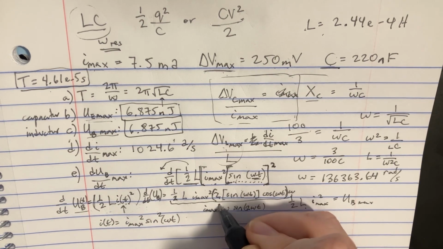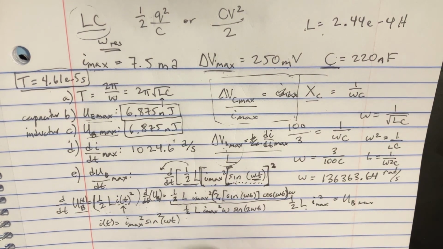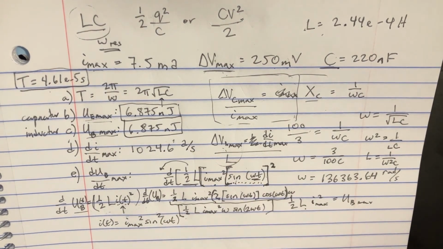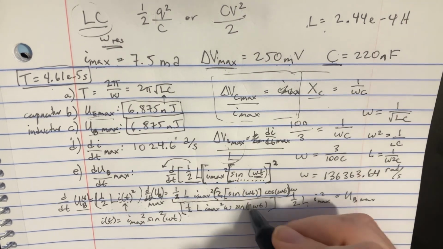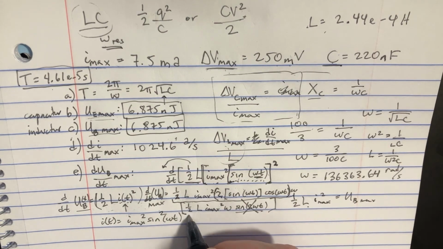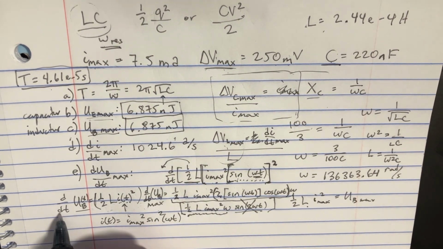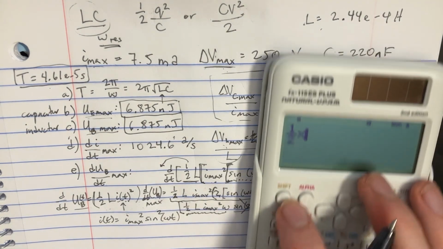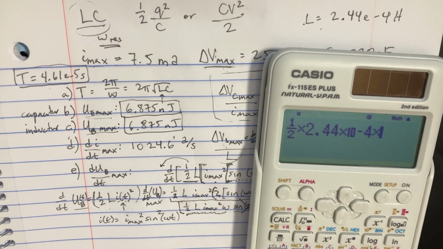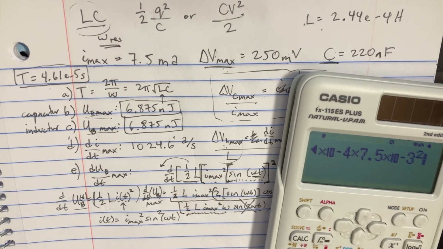And then we'll still have a W. We'll still have the I max squared and an L and a 1/2. And now, well, if we want the maximum of the time varying function, then we just get rid of this stuff. We make that equal to 1, and we'll get the maximum. So now this is technically what the maximum energy is, or the change in the energy, really. So that would be 1/2 times the inductance, which is 2.44 e to the -4, and then times the I max squared, which is going to be 7.5 milliamps squared. And then there's still a W in the end here.